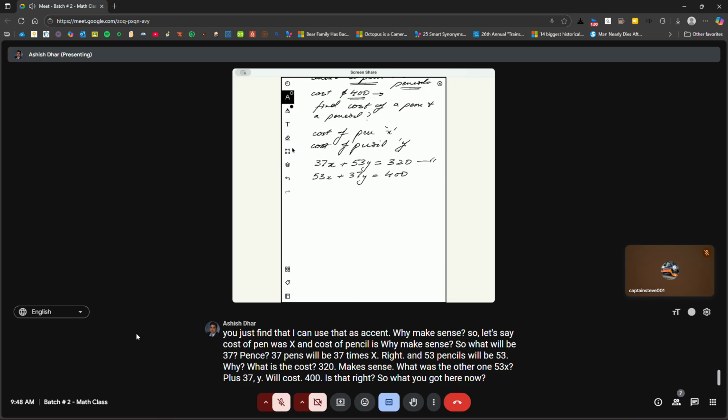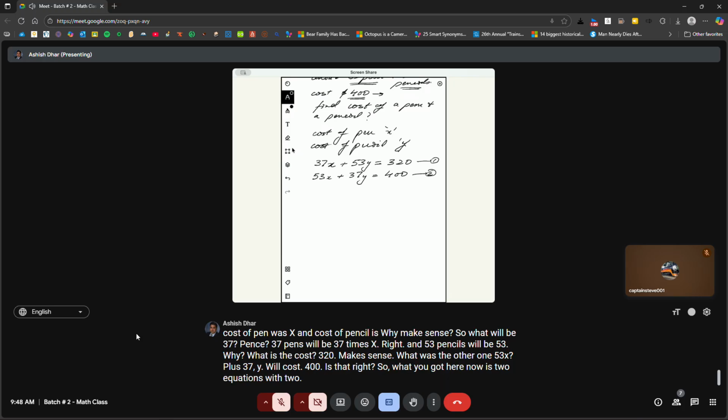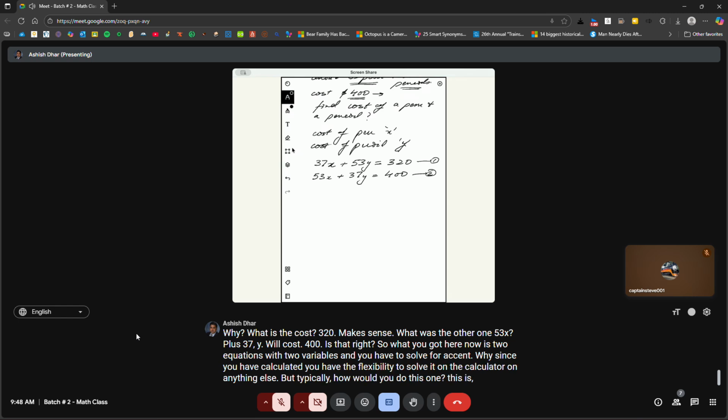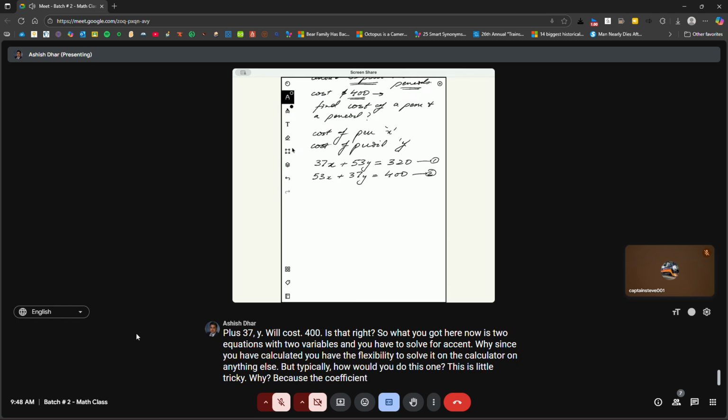So what you got here now is two equations with two variables, and you have to solve for x and y. Since you have a calculator, you have the flexibility to solve it on the calculator or anything else. But typically, how would you do this one? This is a little tricky. Why? Because the coefficients are very big numbers. They are not small numbers.